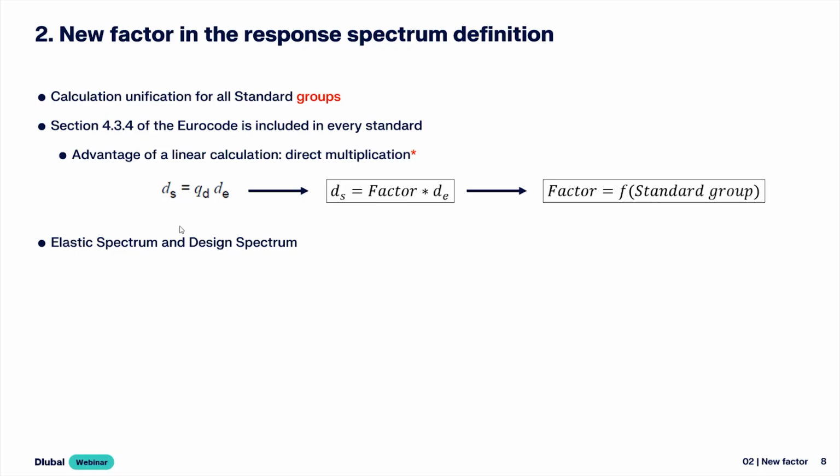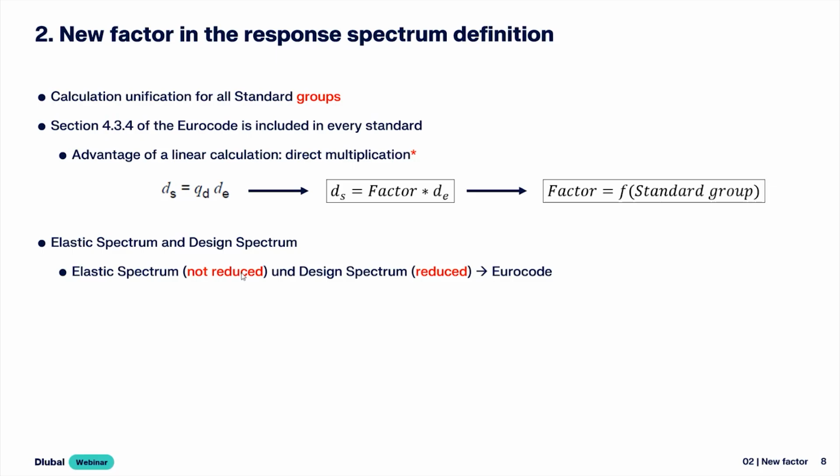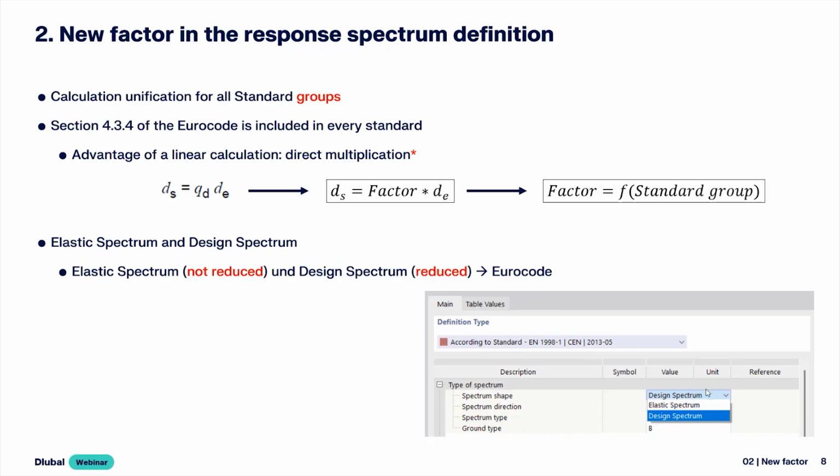Another remark regarding elastic spectrum and design spectrum: in a more general way, one can say that the elastic spectrum is the not reduced version of the spectrum, and the design spectrum is the reduced version. This is the approach in Eurocode and in the majority of the standards. Here's an example of how it looks in Airframe. In this example, Eurocode is selected, and I can select between two categories: the elastic, being the not reduced spectrum, and the design spectrum, so the reduced version.